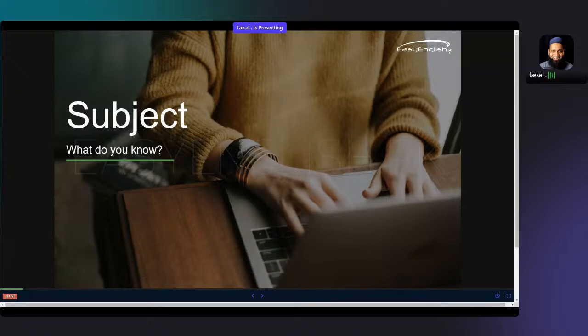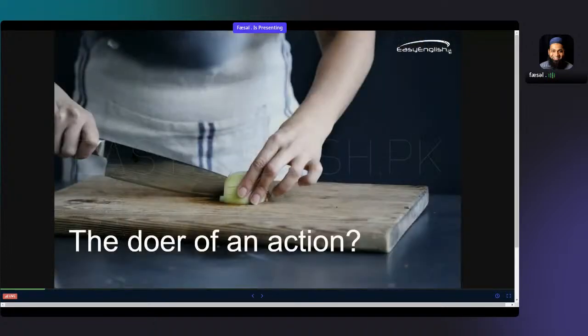the doer of an action. That's not entirely true. Actually, that's not entirely correct. That is 50% correct. This definition that we usually state, the doer of an action, is not entirely right. That's not true. Actually, the doer of an action is not a subject. Actually, there is something more to it.